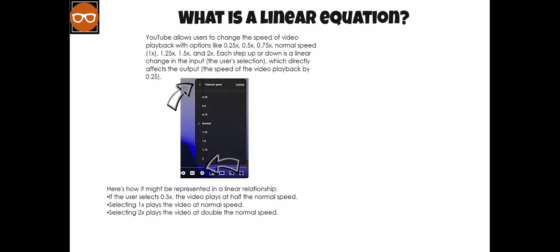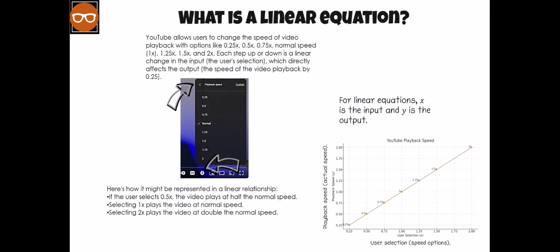Now, here's something new. For linear equations, x is considered the input and y is the output. So the input x is down here on the bottom. That's where you select the speed. This is the y value. We're going to talk about that in just a second. But this is the playback speed.